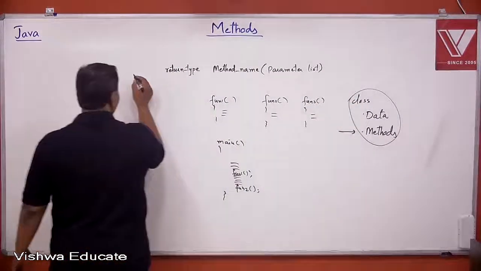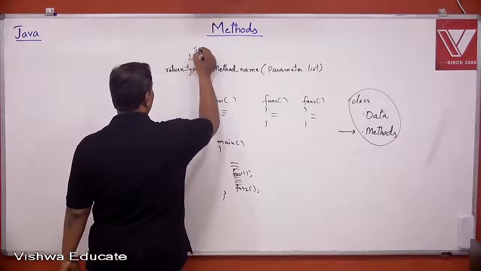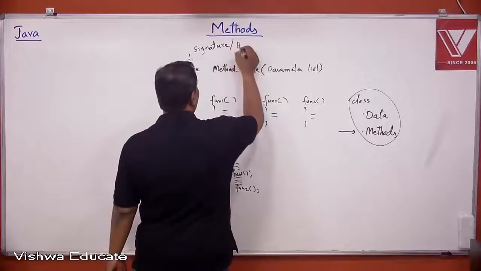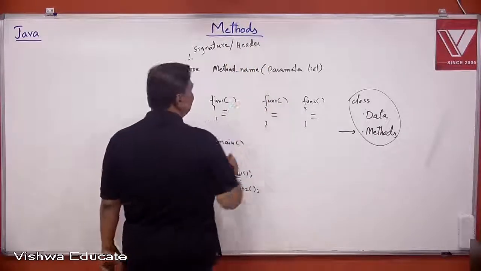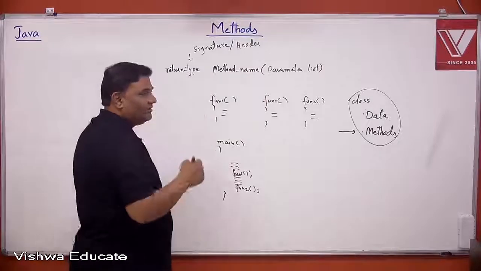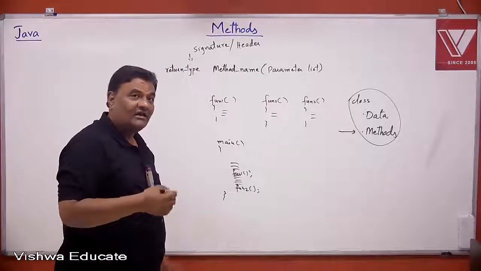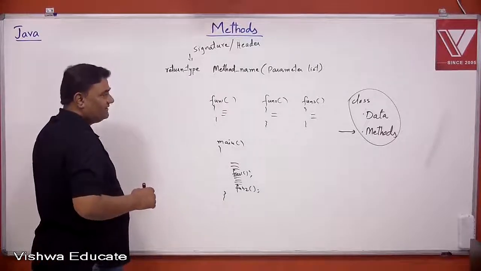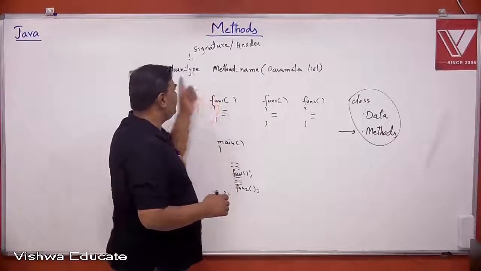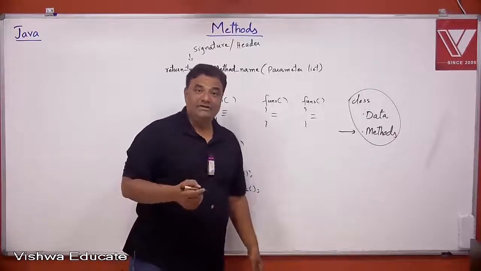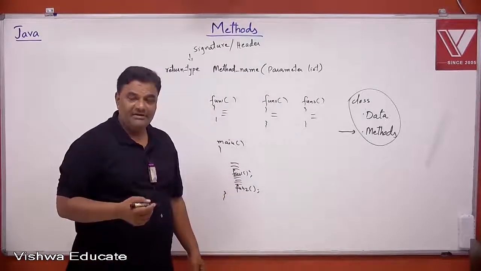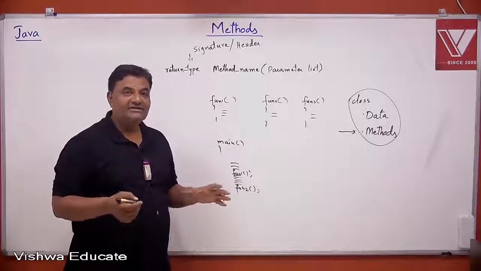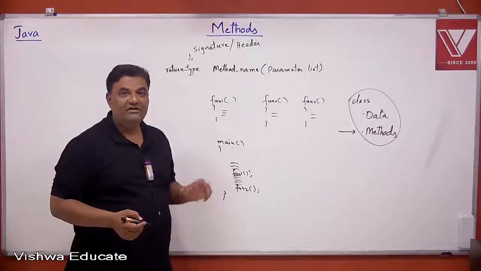Next, this is called the signature of a method or header of a method, or heading of a method also. In C language and C++, we used to call this type of thing the prototype of a function. But using the term prototype will give a different meaning here. That's why we say signature of a method or header of a method.